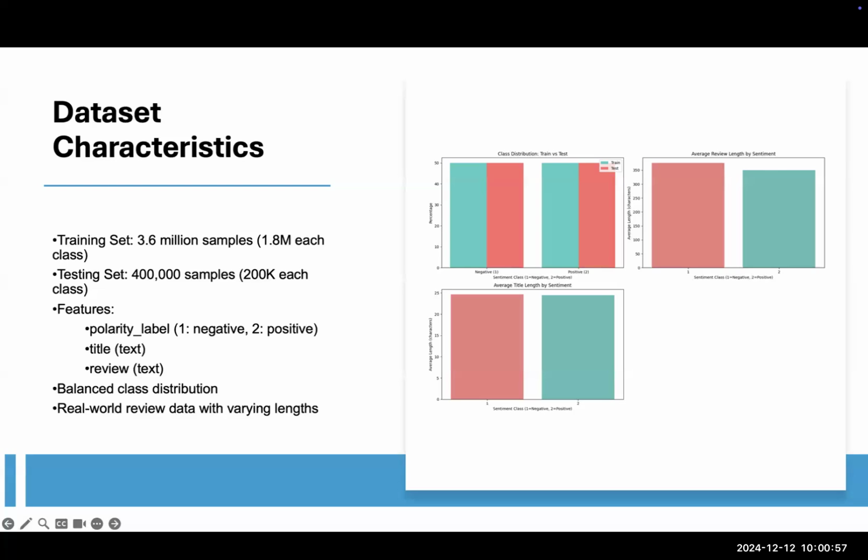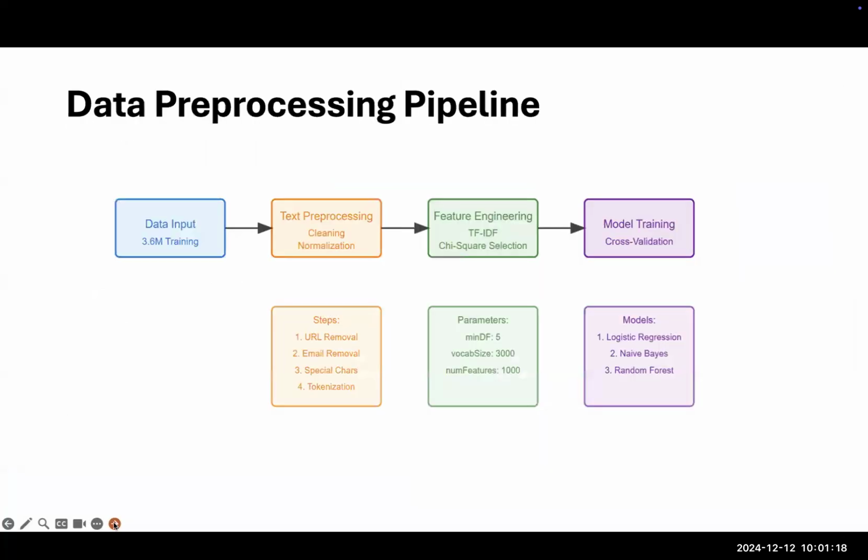Our analysis shows that the positive reviews are shorter than the negative ones. Titles are consistently brief across both sentiments, at around 24 characters. Text length varies, ranging from 21 to 913 characters, which suggests that the content is authentic and user generated.